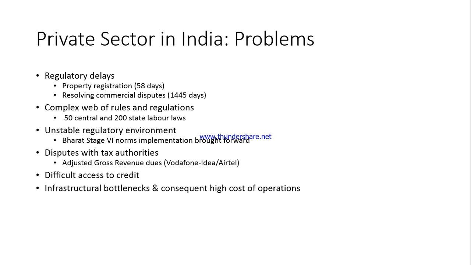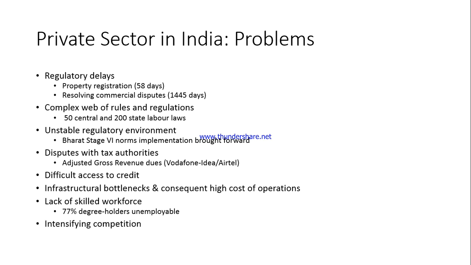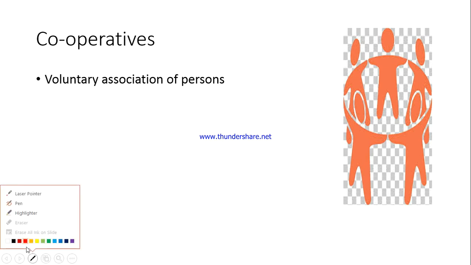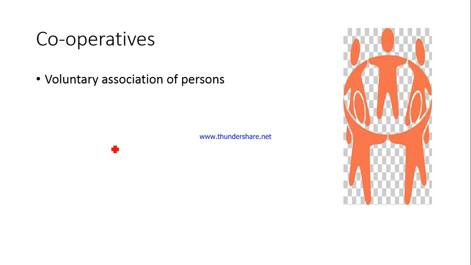Now today we are going to discuss cooperatives. You have heard of so many cooperative societies. So let us today understand what we mean by cooperatives. Cooperatives basically, as you can see in this particular picture, are a voluntary association of persons. Voluntary means nobody is forcing these people to come together and form a cooperative. They come together and form a cooperative out of their own volition, according to their own will. So that is what we mean by voluntary, right?